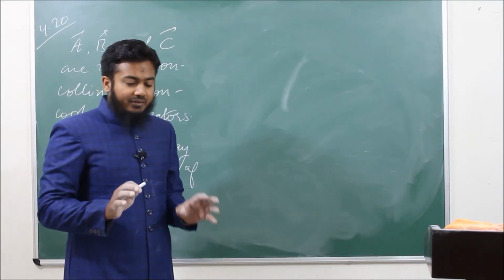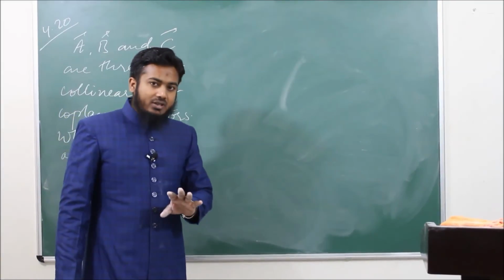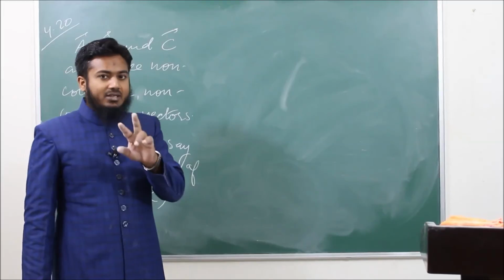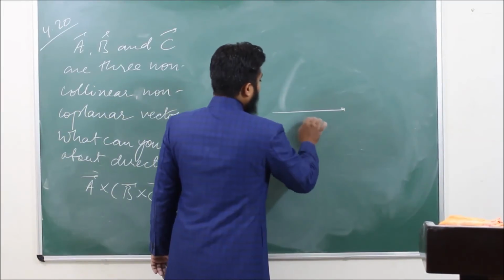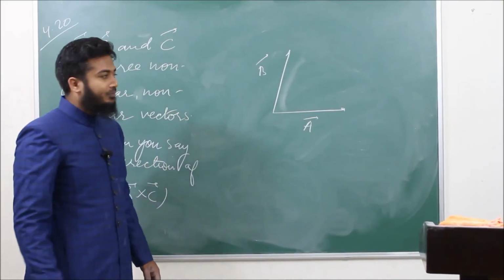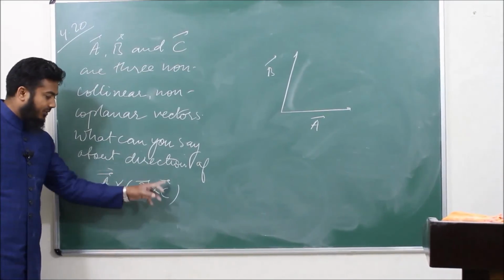Now we have three non-coplanar vectors, but I can always draw a plane passing through two vectors. So a plane passing through the two vectors A and B can be shown. That means A and B can be drawn in this plane. But let's take these two vectors first because it is given in brackets.